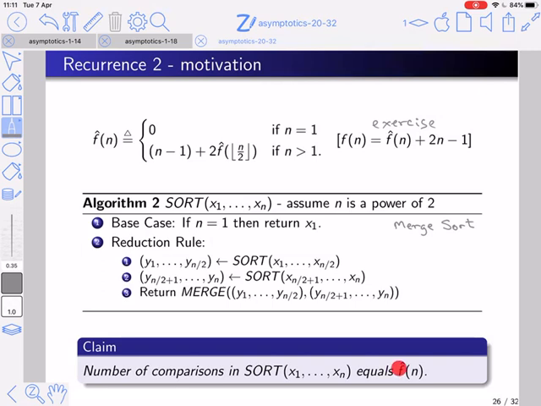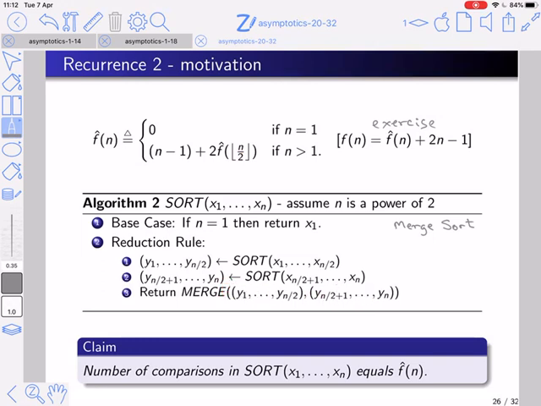Why is it true? Well, if n equals 1, we didn't do any comparison. We simply returned x1, so the number of comparisons is 0. And if n is greater than 1, and let's again assume that it's a power of 2, then I applied the recurrence. I applied the recursion twice to lists of half the size. So I have here two applications to lists of half the size. And then I had to apply the merging.